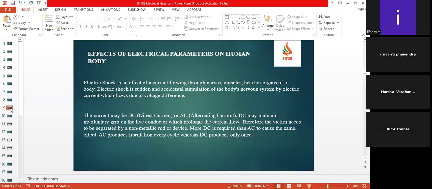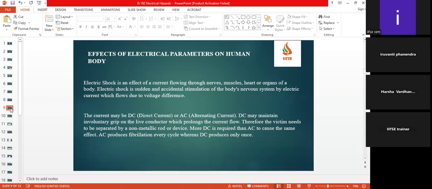Again, the current may be of two major types. They are DC and AC, direct current and alternate current. DC maintains involuntary grip on live conductors, which prolongs the current flow, and therefore a victim needs to be separated by a non-metallic rod or device. And more DC is required than AC to cause the same effect. So AC is more dangerous than DC, but DC will have the hold-on effect, where it tends to hold you for a longer duration because of the muscle contraction.